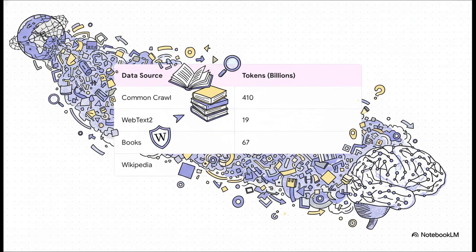And just to give you a sense of the sheer scale of this education, take a look at the training diet for GPT-3. We're talking 410 billion tokens from the Common Crawl. That's a huge snapshot of the public internet, plus tens of billions more from books and Wikipedia. It's basically like forcing it to read a library the size of the internet.